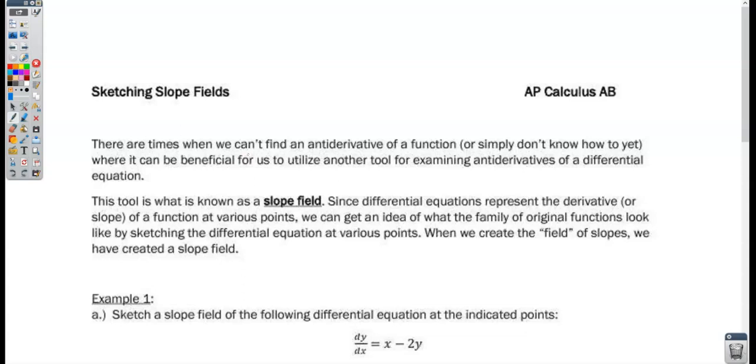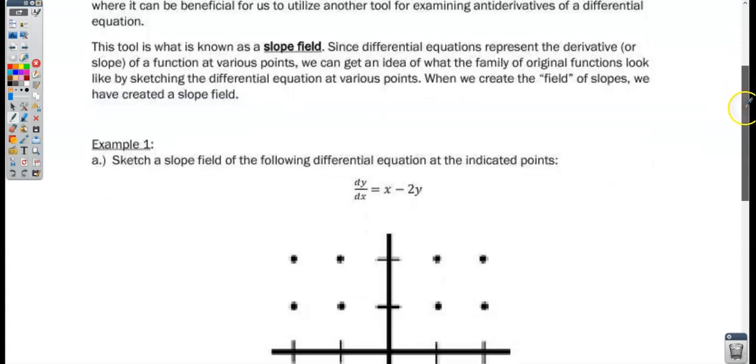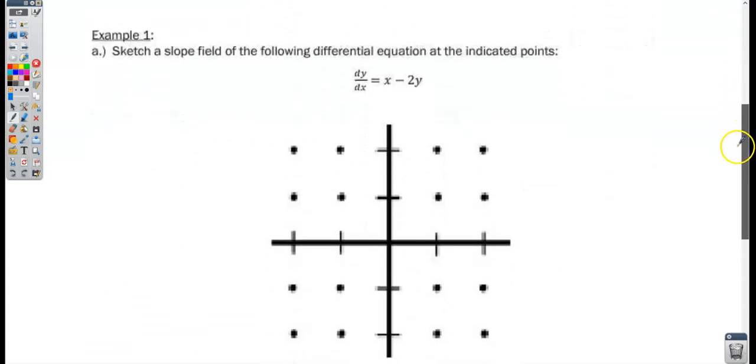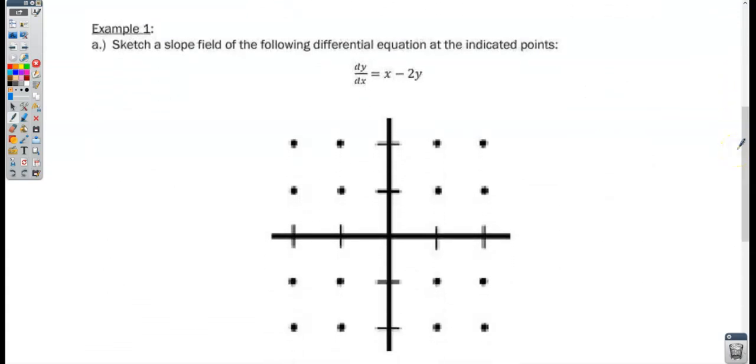I've said this for so many years. What is a slope field? It's a field of slopes. Basically, for those of you who've done some physics, it looks like a magnetic field diagram or something like that, where basically what we're doing is we're finding the slope using the differential equation at a variety of points, and we're sketching all of those. And then we get a picture of what, in general, all of the antiderivatives look like.